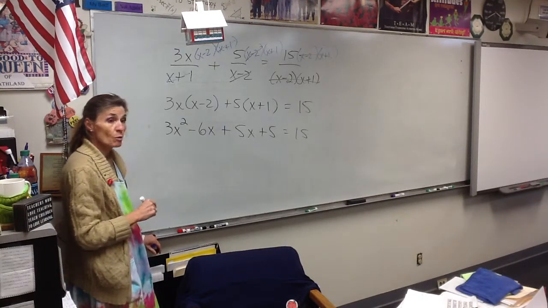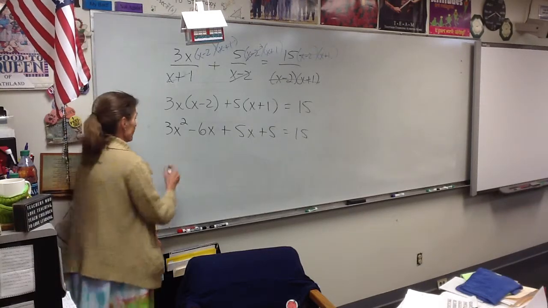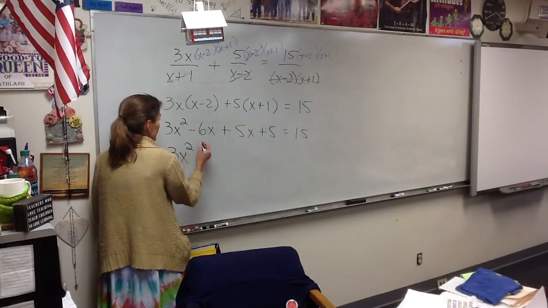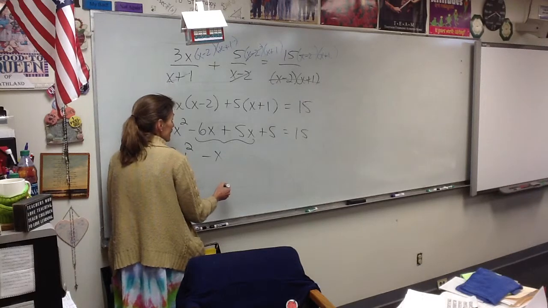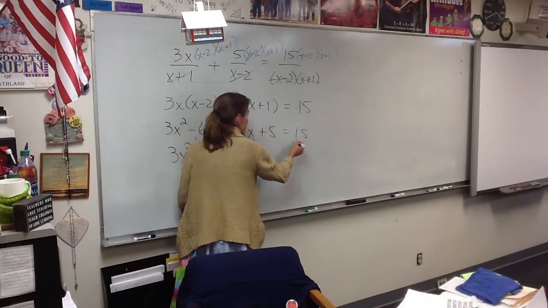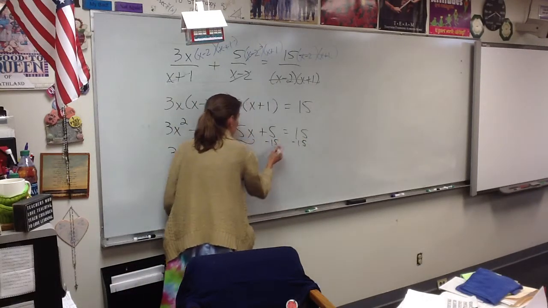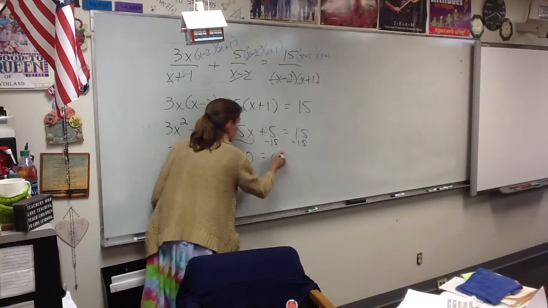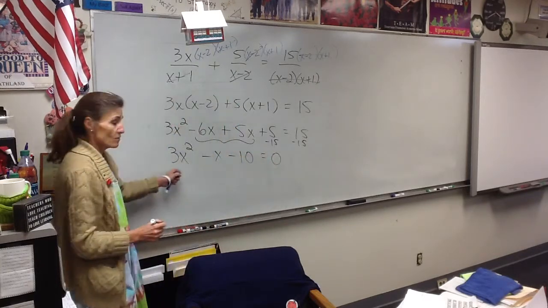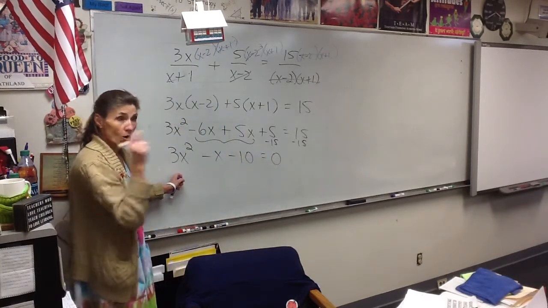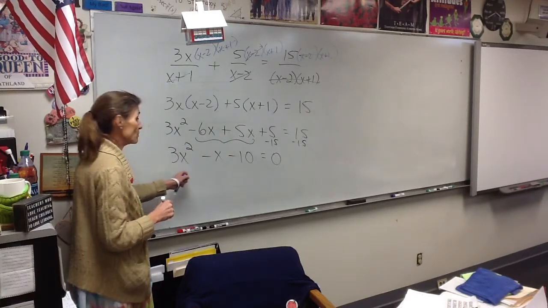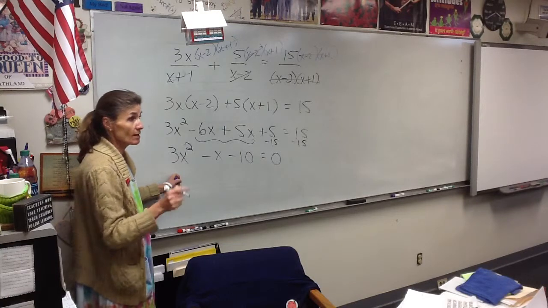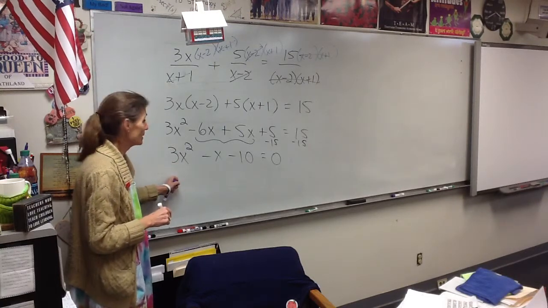Now let's clean this equation up, get it set equal to 0. 3x squared, what do these make? Minus x. Now we're going to do this 15, minus it over, so minus 10. So if you have this equation, you are on target heading toward the right answers. Obviously, if you do not have this equation, then your answers are going to be off.